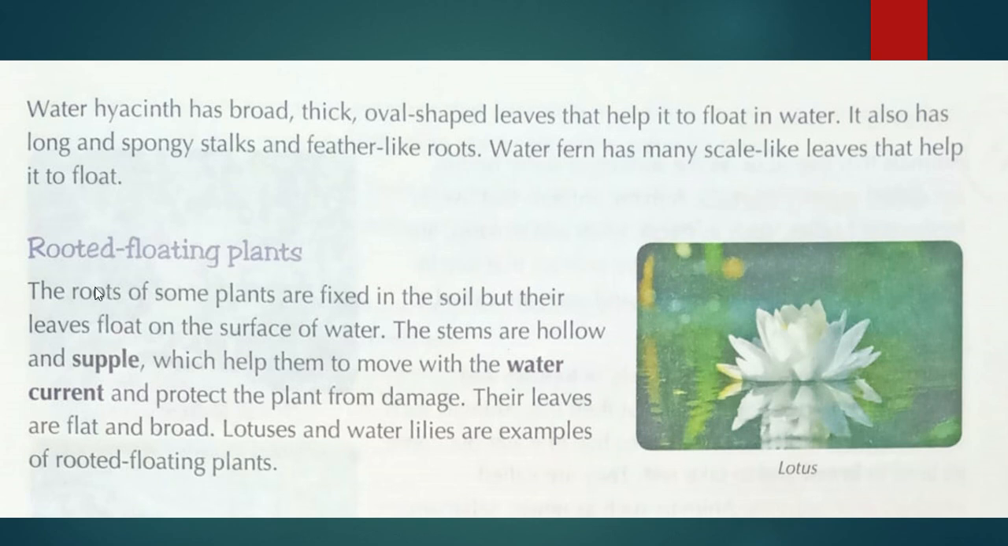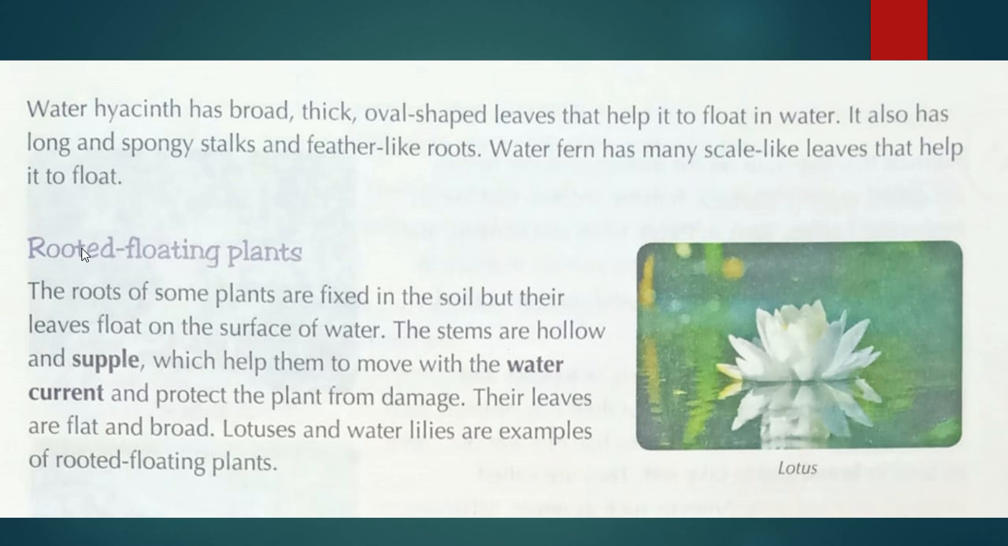So, what is a rooted floating plant? The roots of some plants are fixed in the soil, but their leaves float on the surface of water. The stems are hollow and supple, which helps them to move with the water current and protects the plant from damage. Their leaves are flat and broad. Lotuses and water lilies are examples of rooted floating plants.